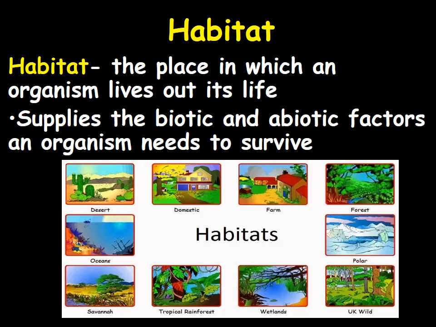Habitat is the place in which an organism lives out its life. It supplies the biotic and the abiotic factors an organism needs to survive. So if we see the desert here, we have the oceans, savanna, all of these are habitats. Those are places that organisms live. Forest, wetlands, tropical rainforest. Again, all of these are habitats.